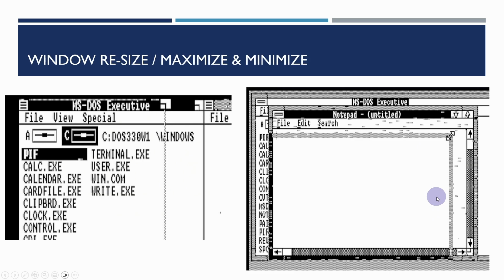So the window resize I showed in the previous video, but all you did in Windows 1 is drag the resize button with the mouse and drag the window to the size you wanted. If you were using the keyboard you could use the control menu and the move or resize, and then you could use the cursor keys to change the size of the window and position and press the enter key.